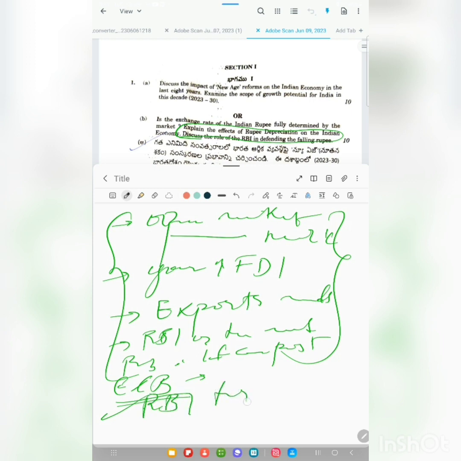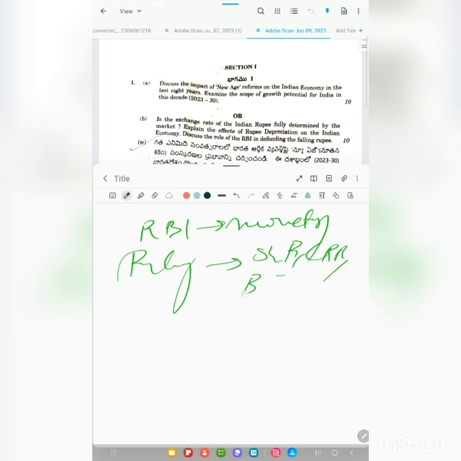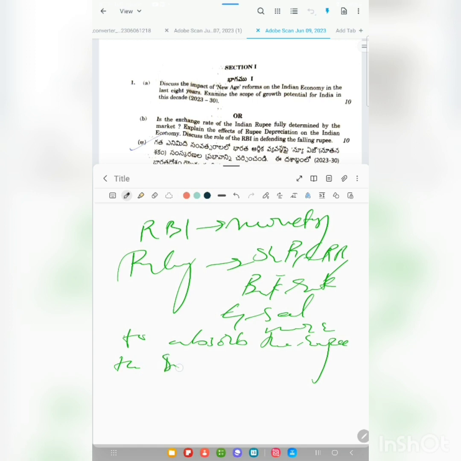Also, RBI through its monetary policy, what happens? It can use SLR, CRR, bank rate, or it can use G-Sec market and all those things, okay, to absorb the rupee so as to appreciate the value of Indian rupee.